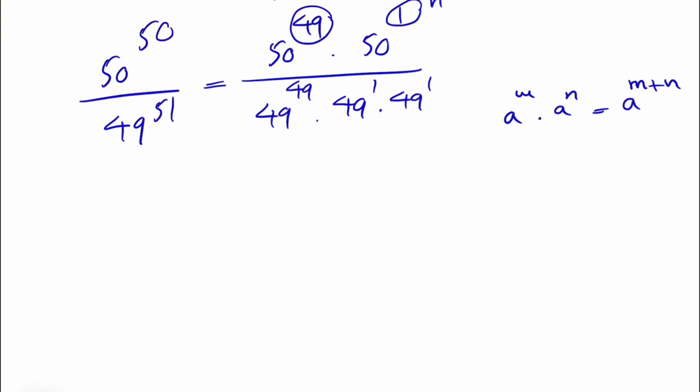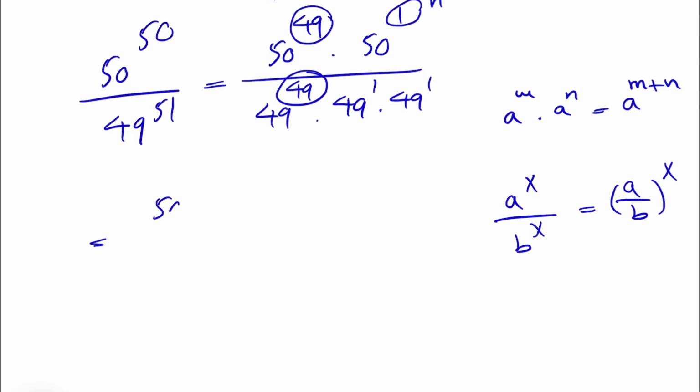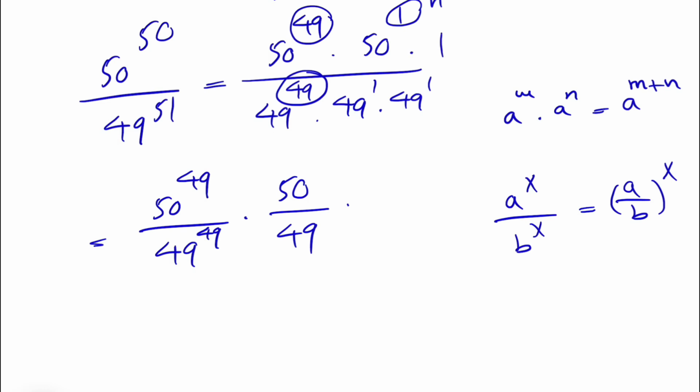And now from here, we made the same exponent, and when we have a to the power of x divided by b to the power of x, since the exponent is the same, we can divide a and b and raise to the power of x. This is the scenario that we have in here. We have 50 to the 49 divided by 49 to the 49, and let's just write it like this for now. So we can do 50 to the 49 divided by 49 to the power of 49, times we have 50, which we can divide by 49, and we can do 1 in here.